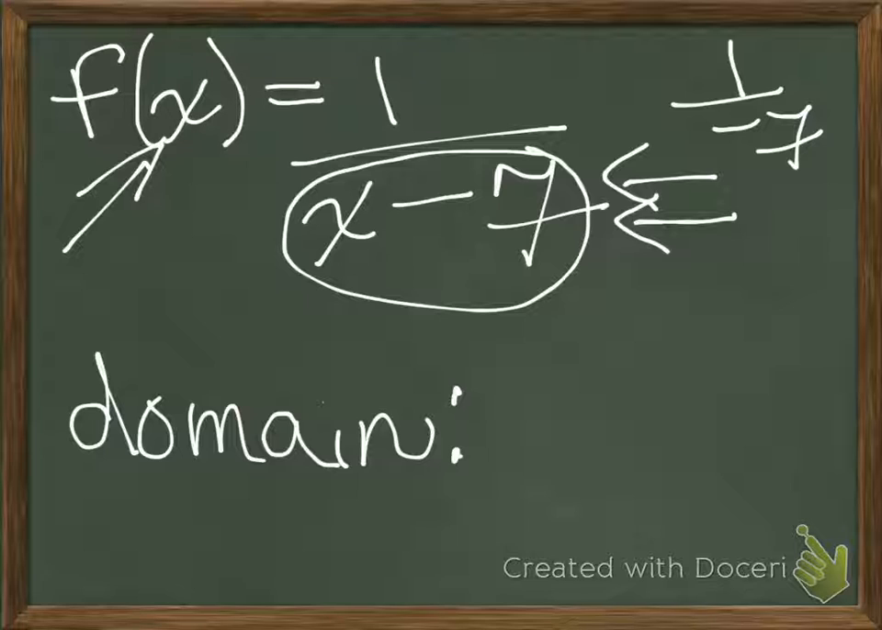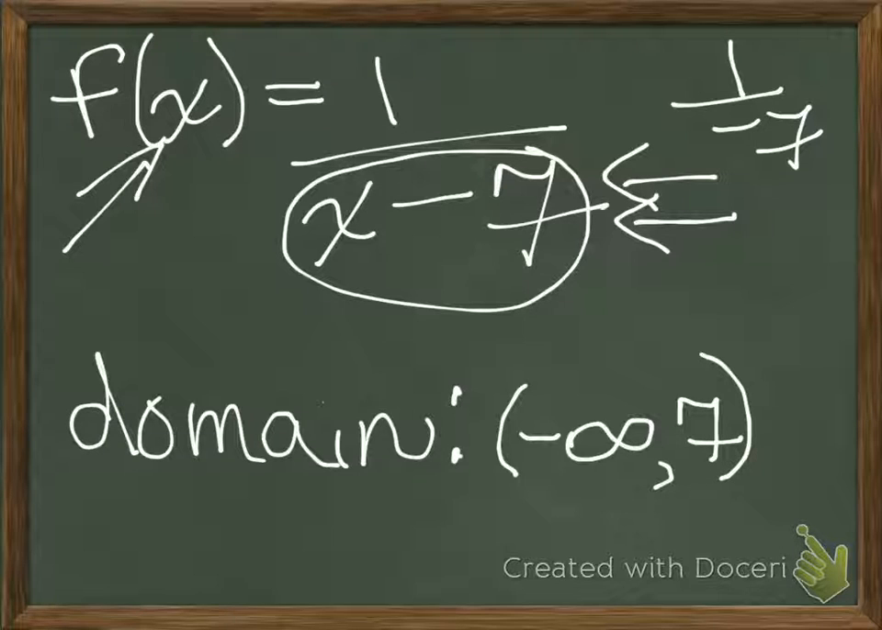So how would I write that in interval notation? Well, we know it can be any negative number, so negative infinity up until 7, soft brackets, meaning that I can get very, very close to 7. I can have 6.99999. I can have 7.00001. I just can't have 7.